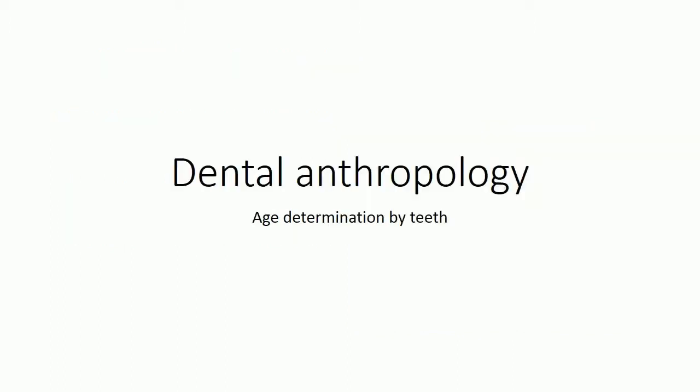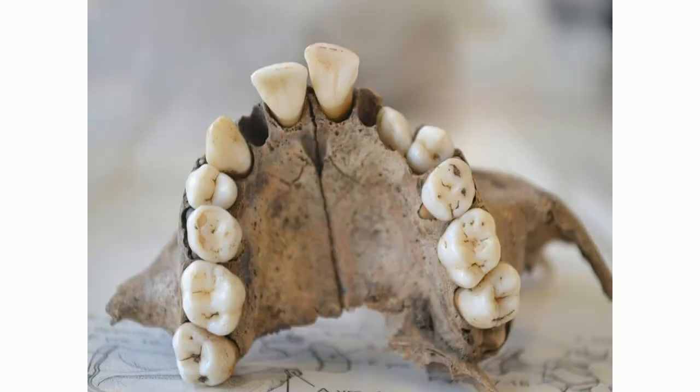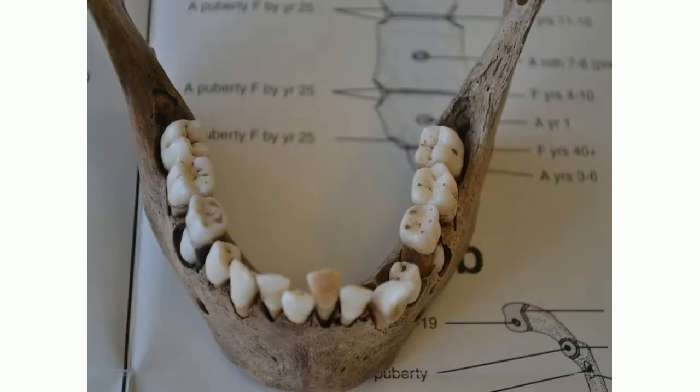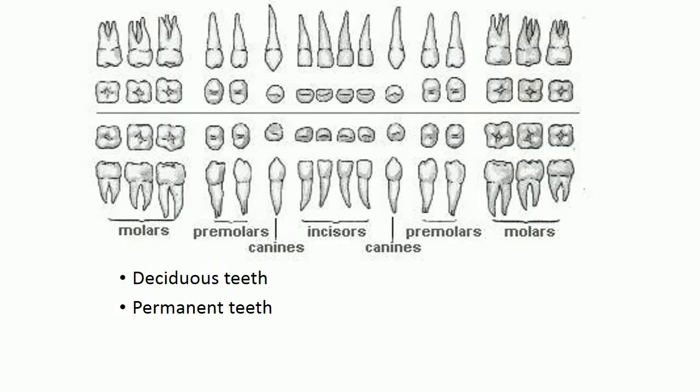Dental anthropology. Age determination by teeth. The phases of a person's dentition are: early dentition, mixed dentition, permanent dentition. Development of primary teeth occurs in utero. Development can be easily seen through radiography.